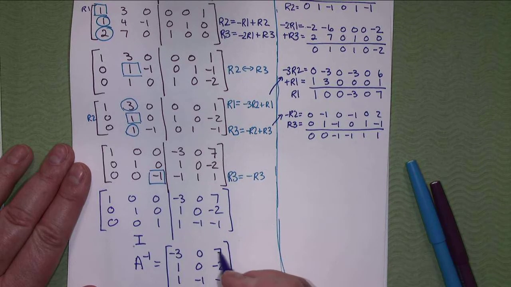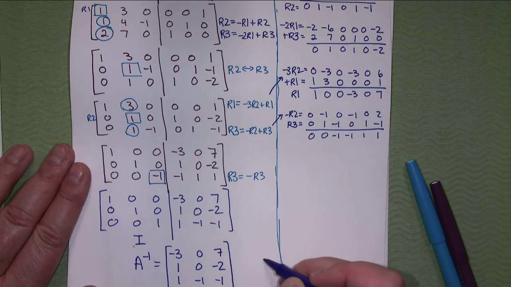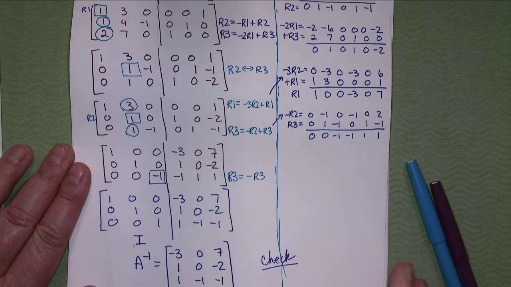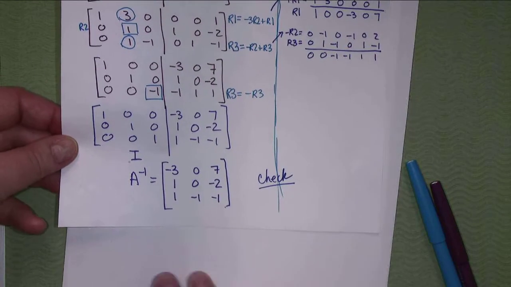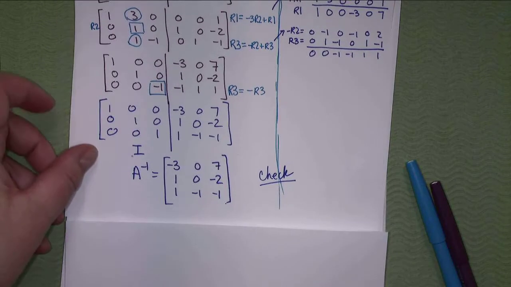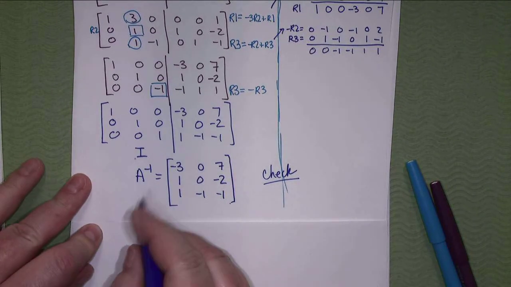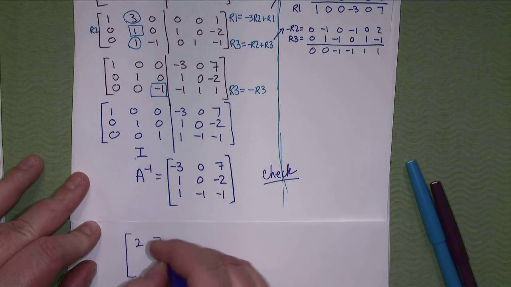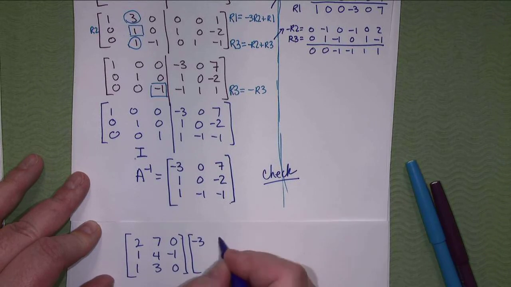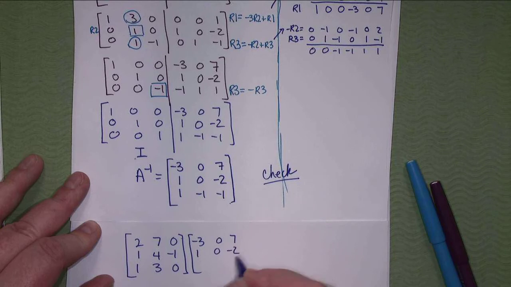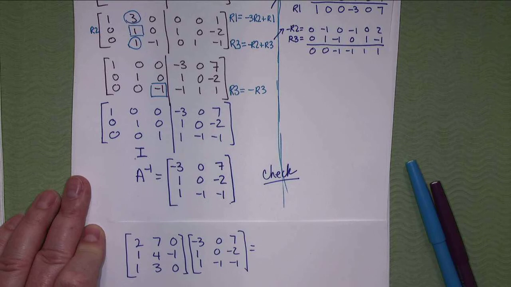So I'll check on the next page, but we want to check. So we'll write that down. To check, we're going to take A. I'm just looking back at the start of the question. Multiply by A inverse. And we should get I. Now there's no fractions in this, so assuming I didn't make a mistake, my question is, what do you think the determinant is?